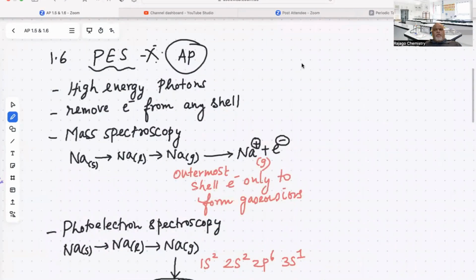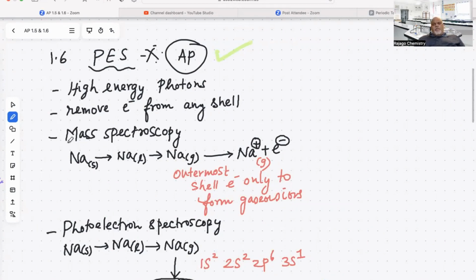Okay. Now we are going to do the AP 1.6, the photoelectron spectroscopy. This is one of the most important chapters in AP because I see that this question comes almost every year, and you should know this very clearly. Understanding this concept is very important in Unit 1. For photoelectron spectroscopy, they use a high energy photon to remove electrons from all the shells from an atom.